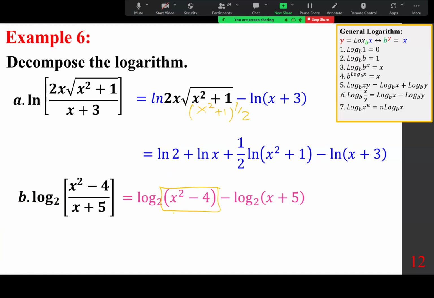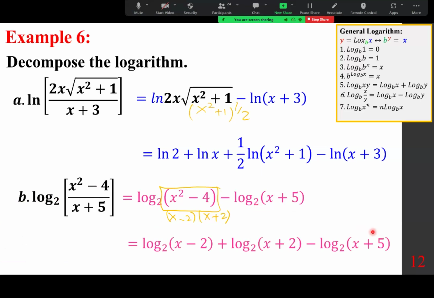this is the product of x minus 2 and x plus 2. That's why we are not done, because we're going to completely decompose this. So this is log base 2 of x minus 2 plus log base 2 of x plus 2. The third piece doesn't change.